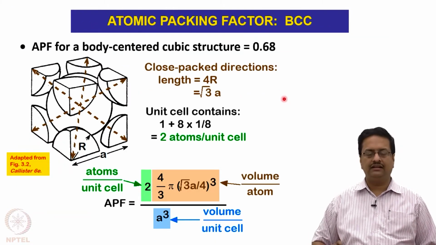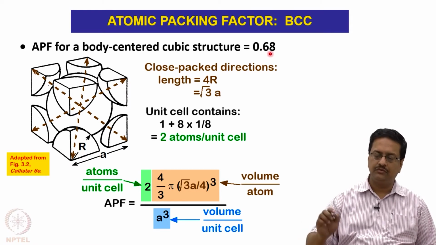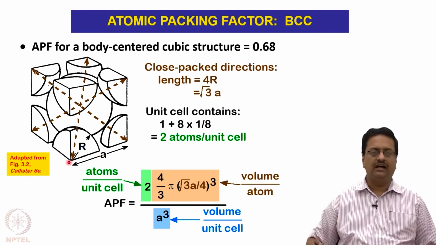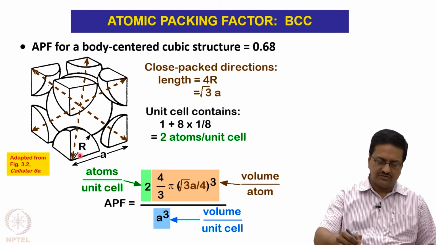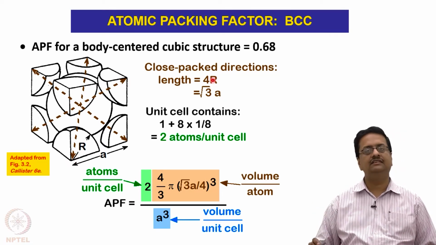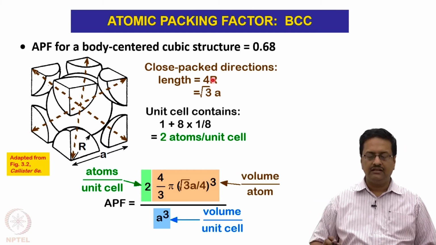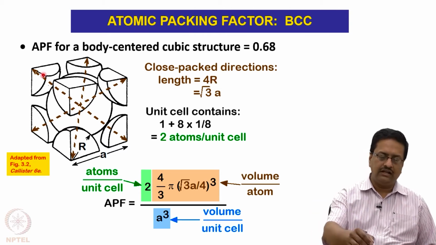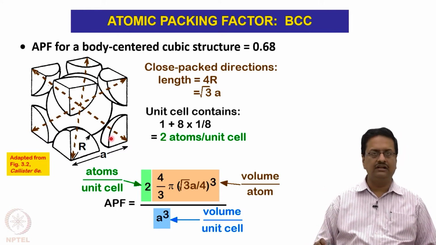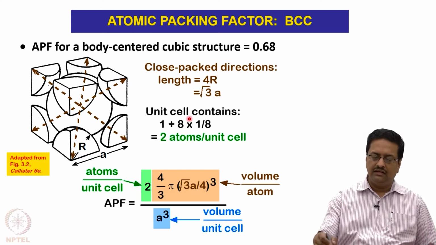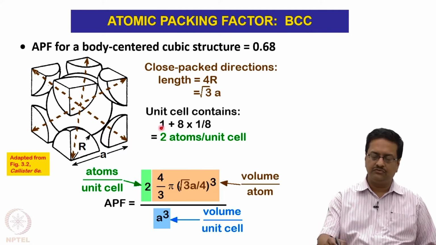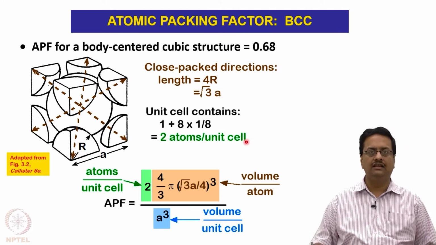So in case of body-centered lattice, the atomic packing fraction turns out to be 0.68. How? Because the body diagonal is √3a, which is equivalent to 4R. R is the radius of each atom. And then every unit cell contains 1/8 contribution from the corner atoms. So there are 8 such atoms at corner, contributing to 1, and then the body center atom, which is totally inside the unit cell, contributes 1, so you have total 2 atoms per unit cell.